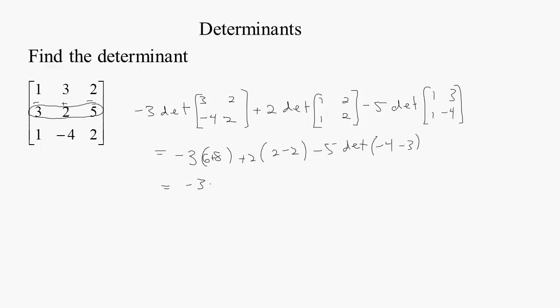Okay, so we have negative 3 times 14 plus 2 times 0 minus 5 times negative 7. So 3 times 14 is 42, so we have negative 42. Negative 42 plus 0, and then negative 5 times negative 7 is plus 35. So we get negative 7. That means if you were to make a box whose sides are parallelograms from these 3 vectors or arrows, the volume of that box would be 7.